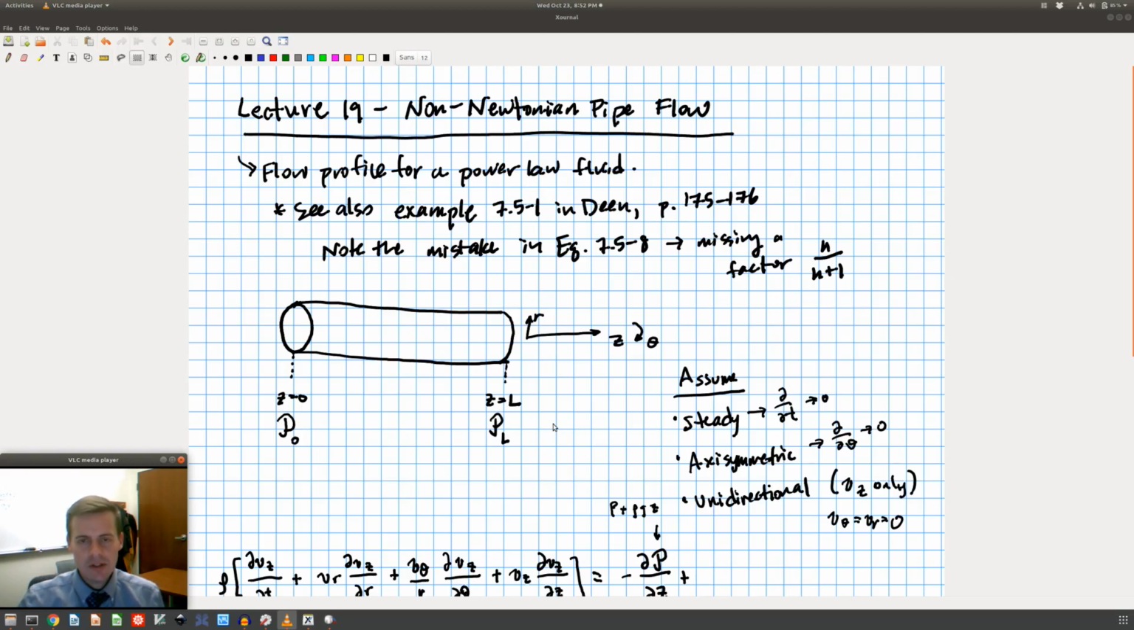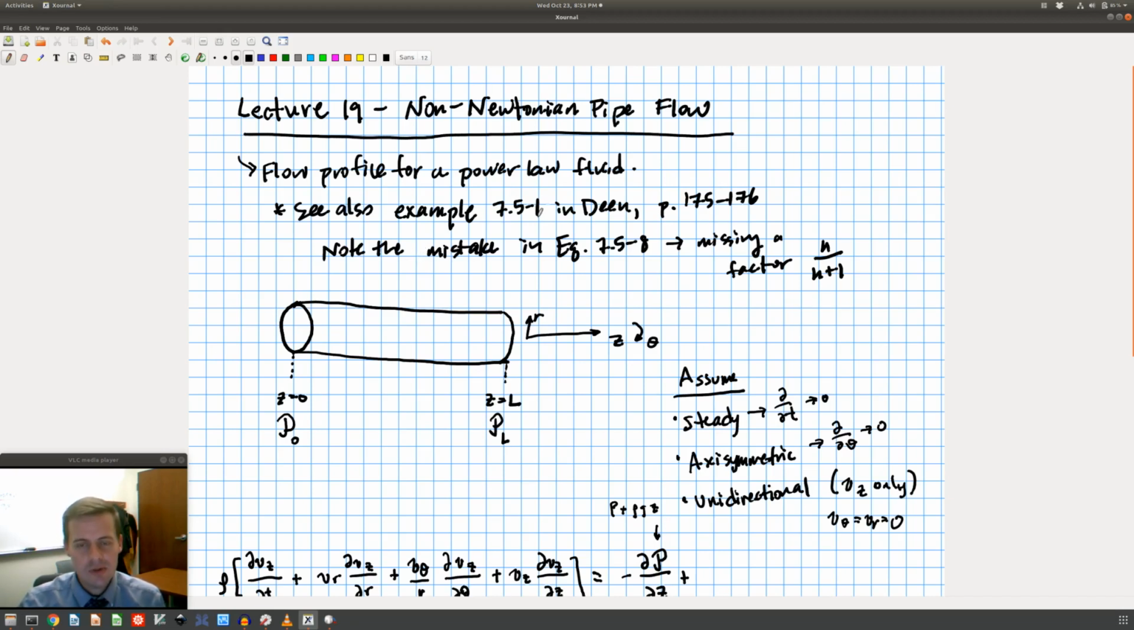Hi everyone, this is an example from lecture 19 on non-Newtonian pipe flow. In this example I want to derive the flow profile for a power law fluid. And I wanted to note that this example is also done out in your book.